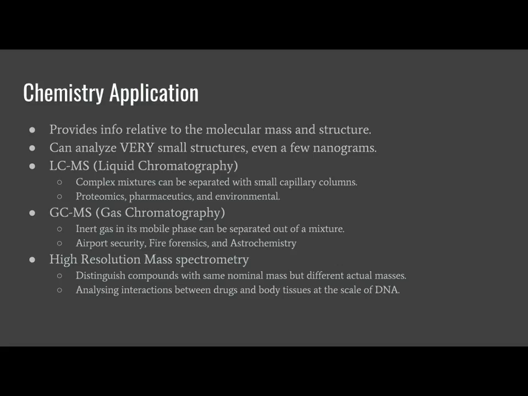Gas chromatography is mostly used in airport security, which is a big one. When you walk through TSA and your bags and belongings are getting checked, they can use gas chromatography to check for drugs or bombs. It's also used in fire forensics and industrial chemistry.